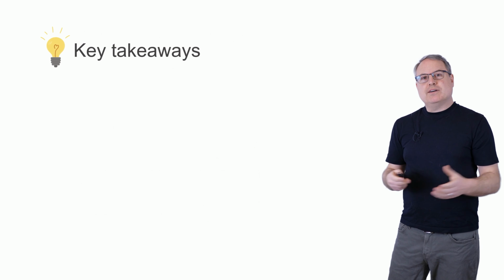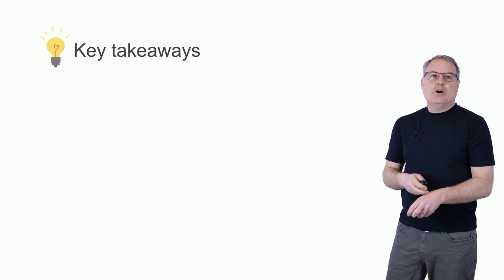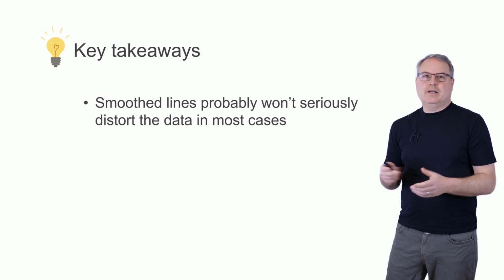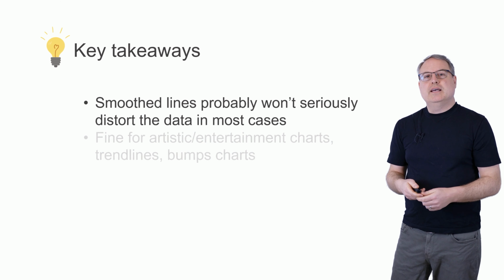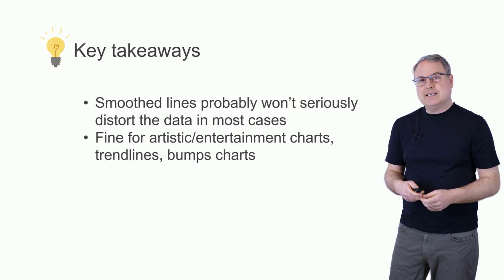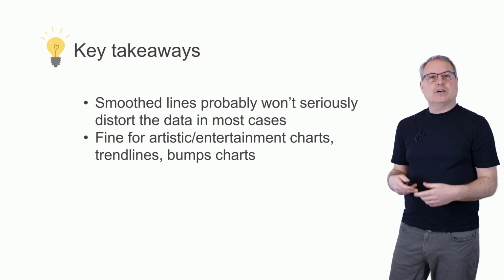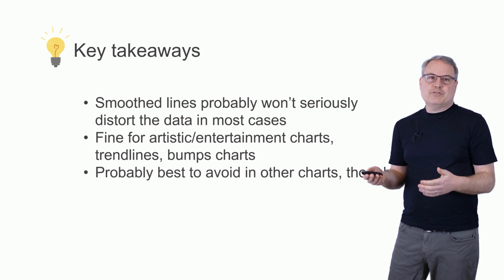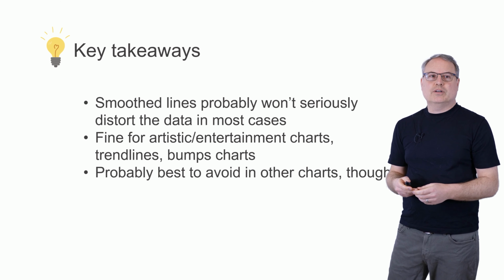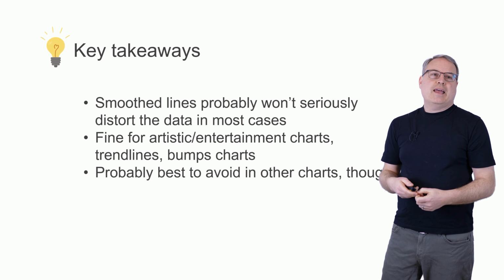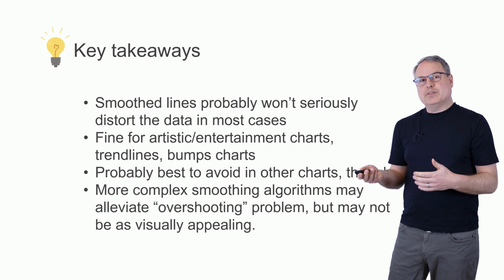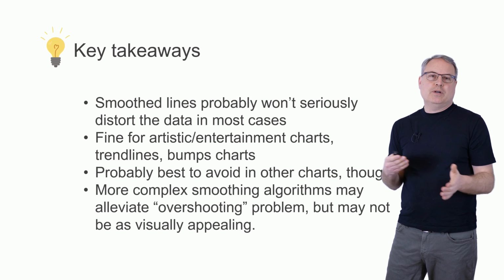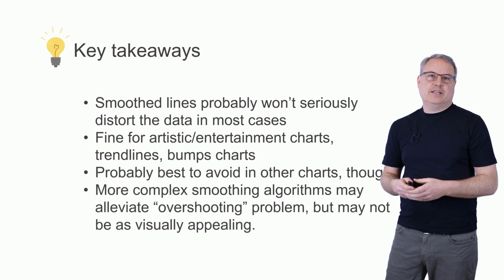So what does this all come down to? What are my key takeaways from this video? Well, I don't think smooth lines really distort the data as much as some people make it out to be. It'll probably be okay in most cases. And it's certainly fine, as we saw, for artistic or entertainment charts, trend lines within charts, and bumps charts. Probably best to avoid in other charts though, because they do have some risks, even though they're not significant risks. And more complex smoothing algorithms may alleviate the overshooting problem, but they're also maybe not as visually appealing. And so I'm not sure that those solve the issue either.